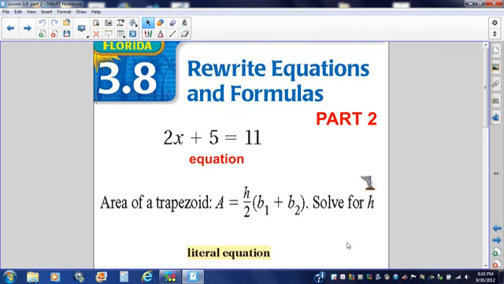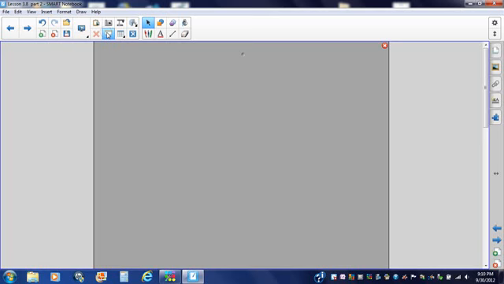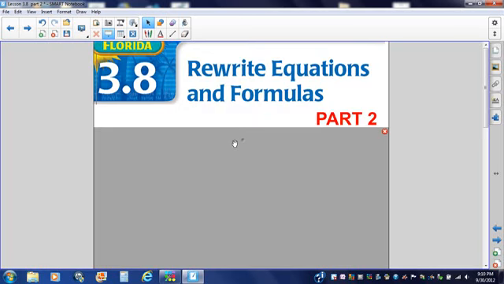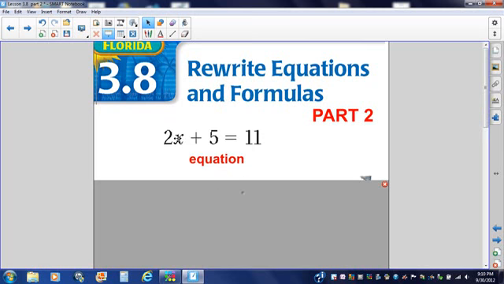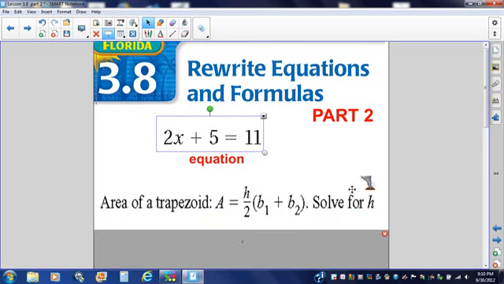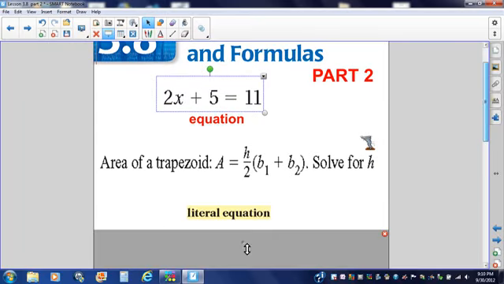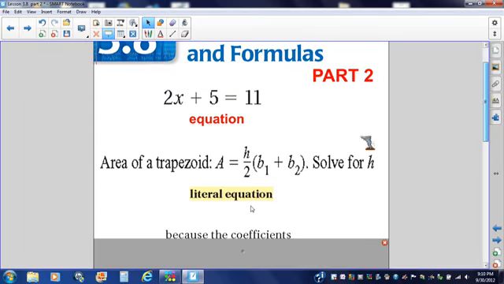All right, these are your notes for today. It's going to go in your notes/homework spiral. This is going to be lesson 3.8 again, Part 2. We're going to continue talking about rewriting equations and formulas. I remember in our last podcast we talked about how normally an equation has a variable, constants, and coefficients. But now we're going to talk about what we call literal equations.